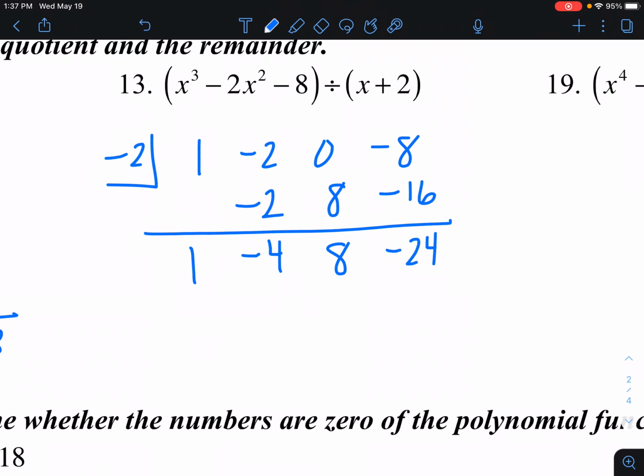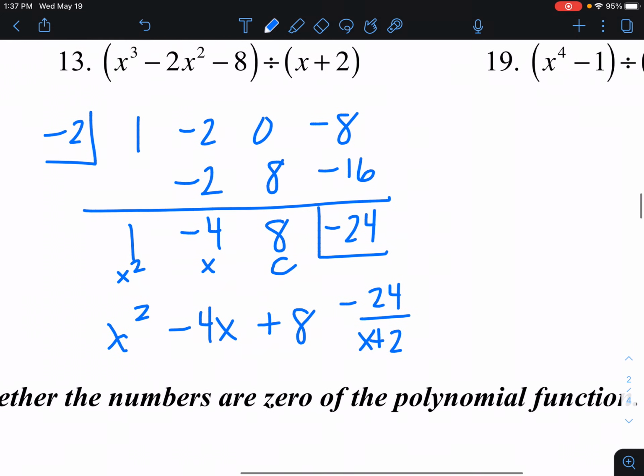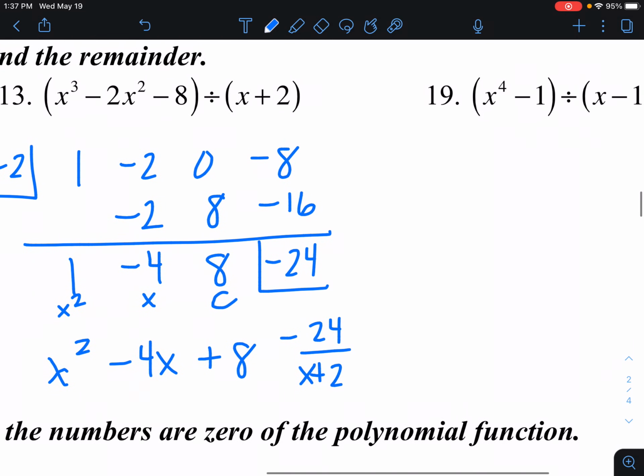So now we're going to put this back into a polynomial. The last number is always the remainder. And you can see to the left the remainder is a constant. This would be the x term. This would be the x squared term. So 1x squared minus 4x plus 8 with a remainder of -27 over x plus 2. Remainders are formally written as fractions.